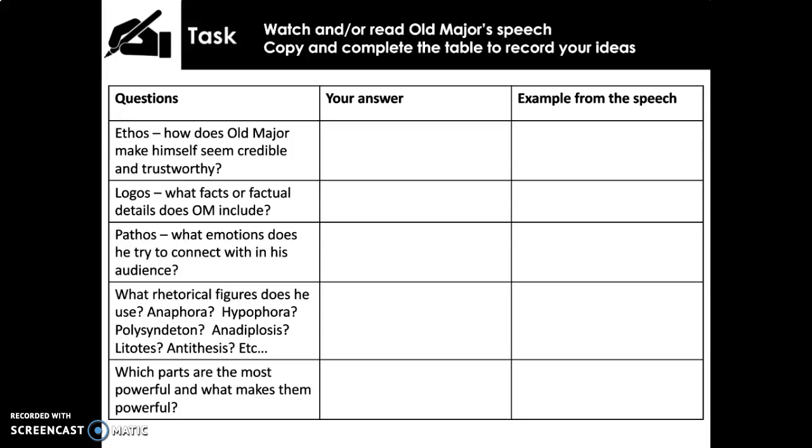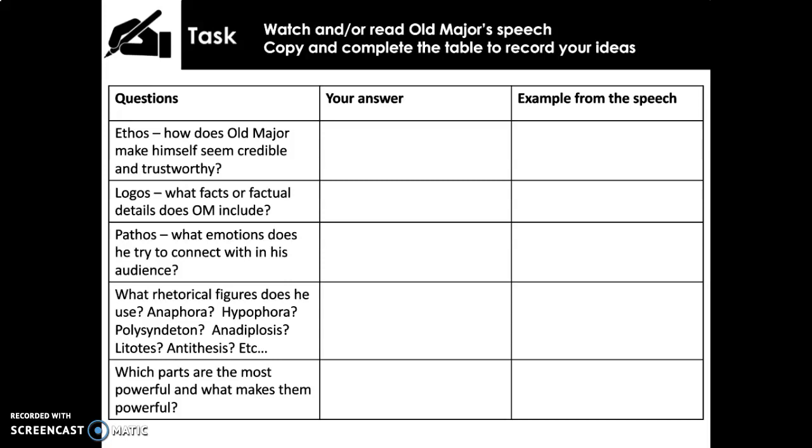Pathos. What emotions does he try to connect with in his audience? So what's your answer? What example can you find to back it up? Now, this box has got lots of little words in, but it's asking you, can you spot, as you look at this speech, any of those rhetorical figures that we've been looking at? Any anaphora, hypophora, polysyndeton, antiplosis, litotes, antithesis, etc.